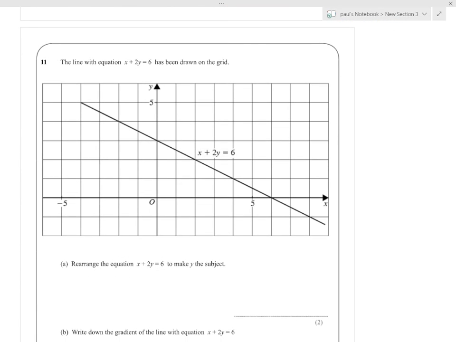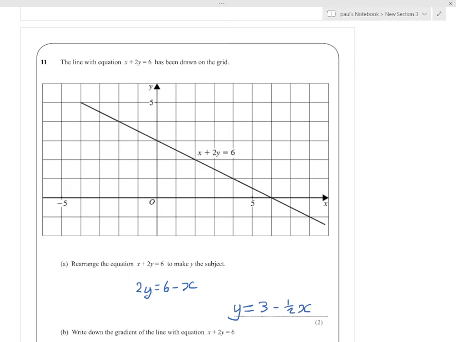A picture, right, a picture. Well, these are quite challenging. It says these are level 5, but okay. So x plus 2y equals 6 has been drawn on the thing. Rearrange the equation to make y the subject. Okay, so we've got 2y equals 6 minus x, and half everything, y equals 3 minus a half x.